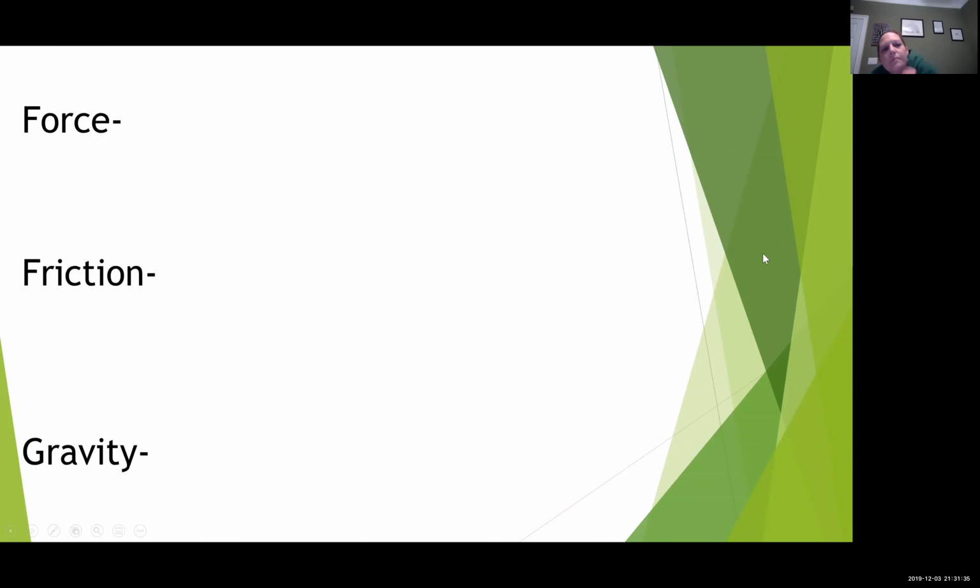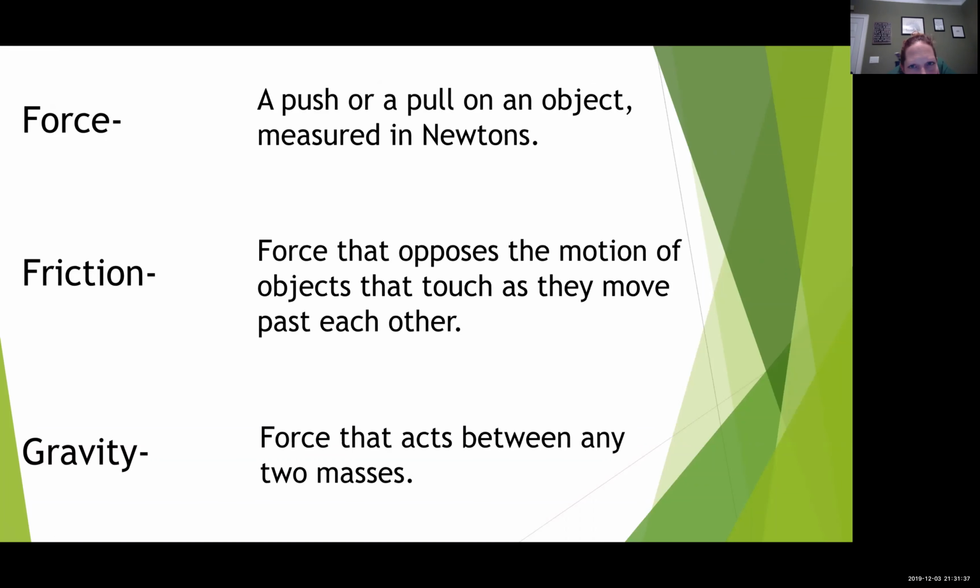Force, a push or a pull on an object, measured in newtons. Friction, force that opposes the motion of objects that touch as they move past each other. Gravity, force that acts between any two masses.